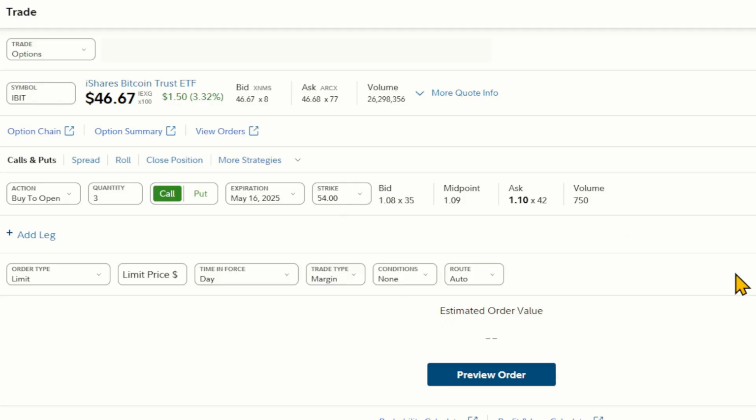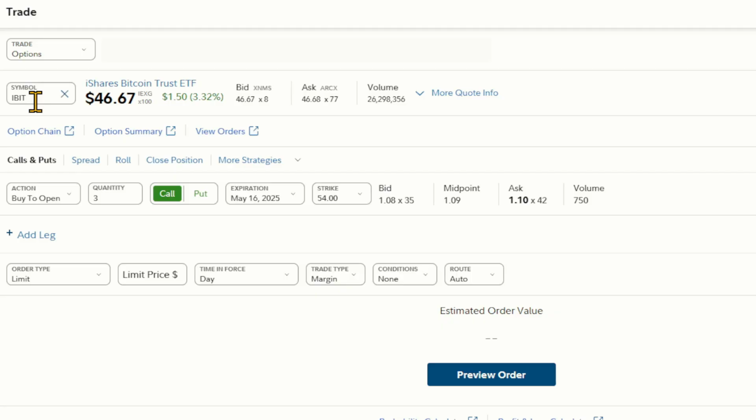So this is the options trading platform here at Fidelity. And once you have that trade set up, you're going to want to select trade and then options, right? And then you want to pick your underlying. In this case, I'm using IBIT. It doesn't matter what you're doing. For our example, I'm using IBIT because I actually want to sell some call options with IBIT today.